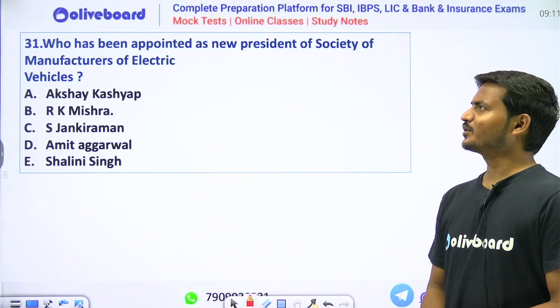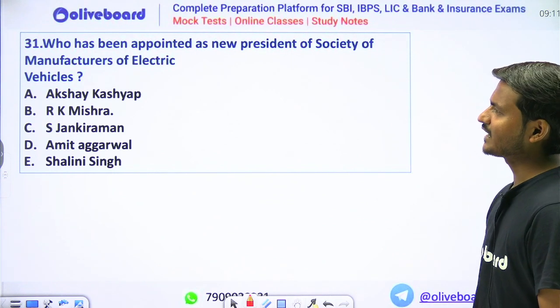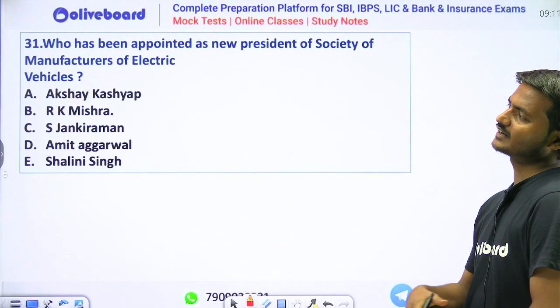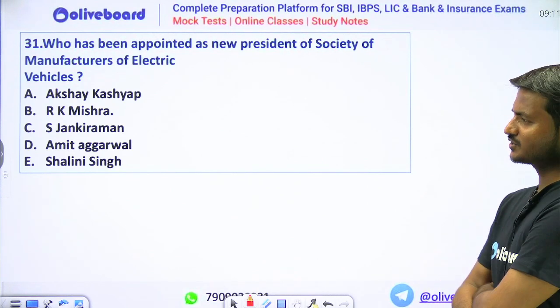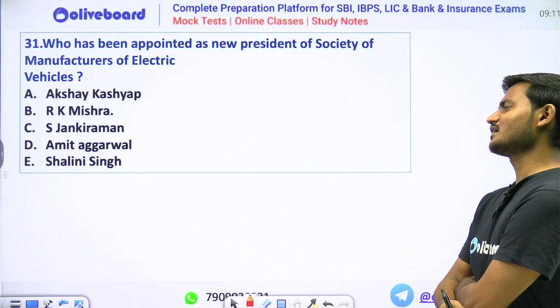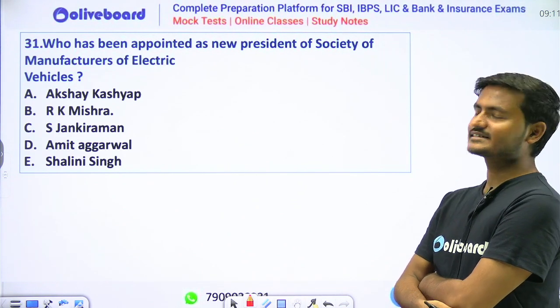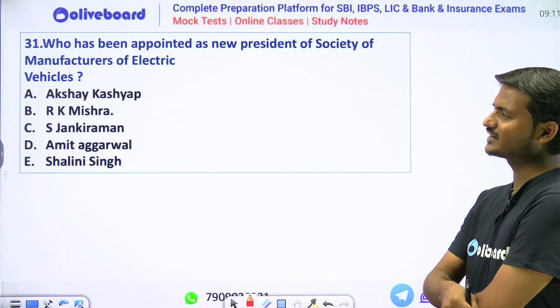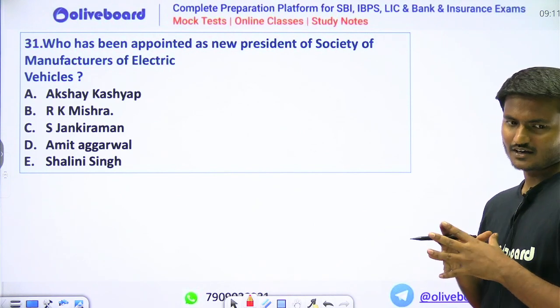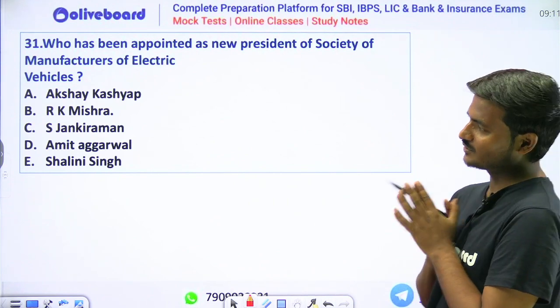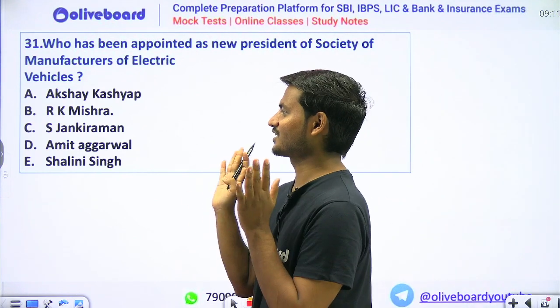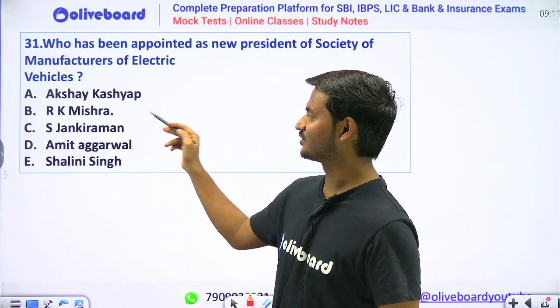Who has been appointed as the new president of the Society of Manufacturers of Electric Vehicles? The options are Akshay Kashyap, R.K. Mishra, S. Jankirman, Amit Agarwal and Shalini Singh. It is a totally static fact-based question, and if you know the answer, you will answer it. If you don't know, no trick will help.